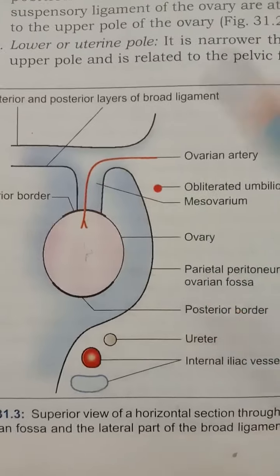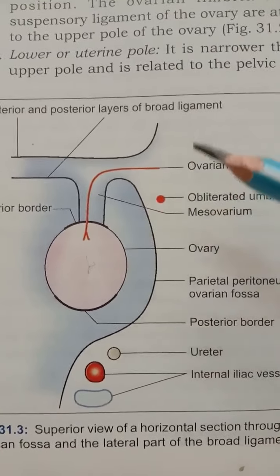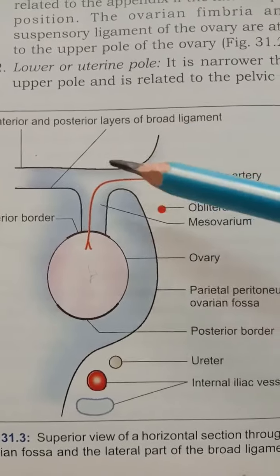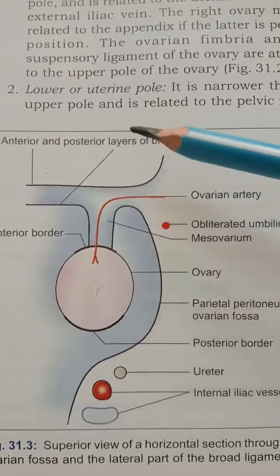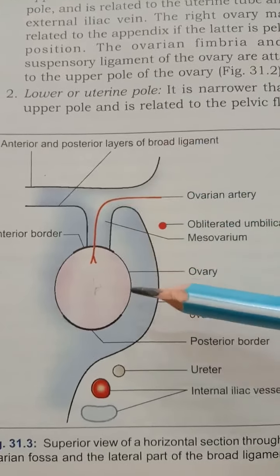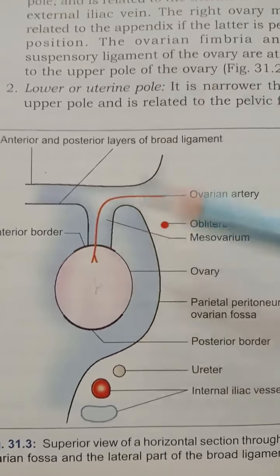Then borders. So the anterior border, that is also called the mesovarian border. So it is straight and attached to the posterior layer of the broad ligament by a short fold of the peritoneum. It is called the mesovarium. So here you can see that is the fold of the peritoneum called the mesovarium.